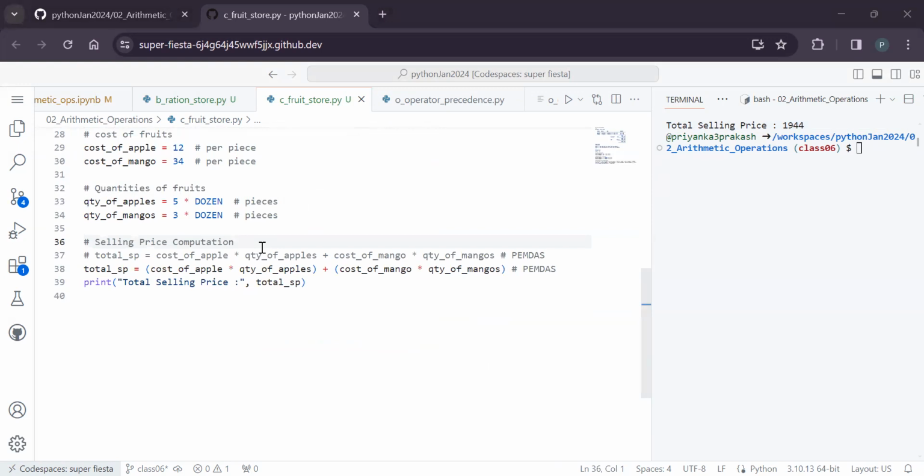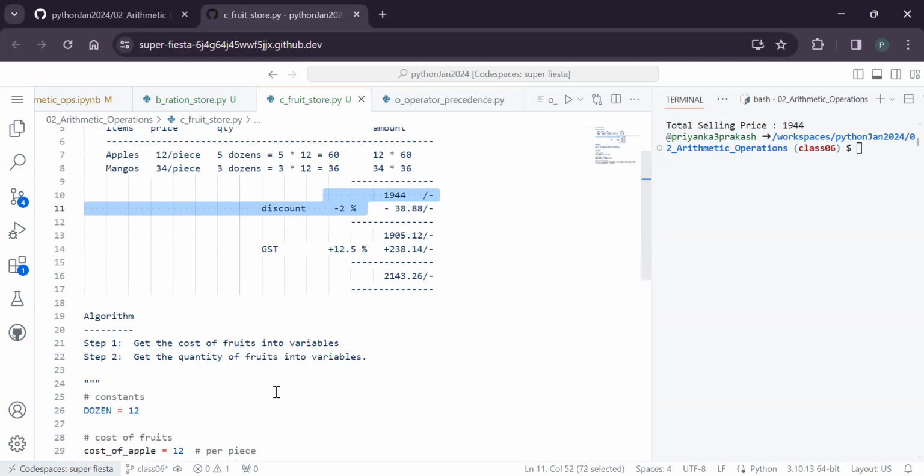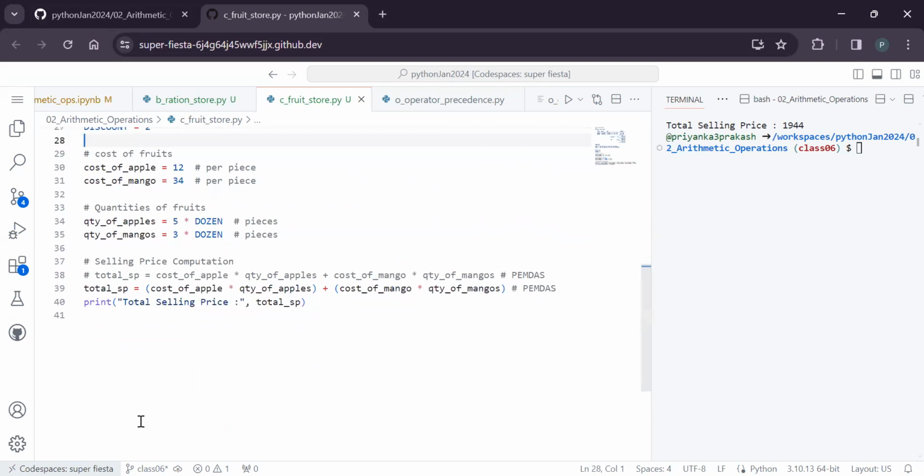Now we need to calculate the discount. So the discount is like 2%. So let's make discount also a constant. Discount is like 2%, meaning 2 I wrote. So generally, how do you do discount calculations? We need to multiply with the same thing.